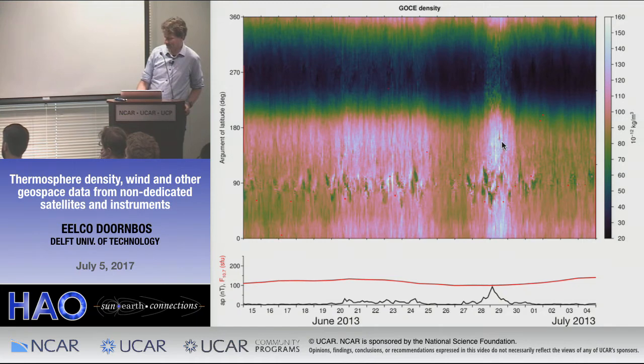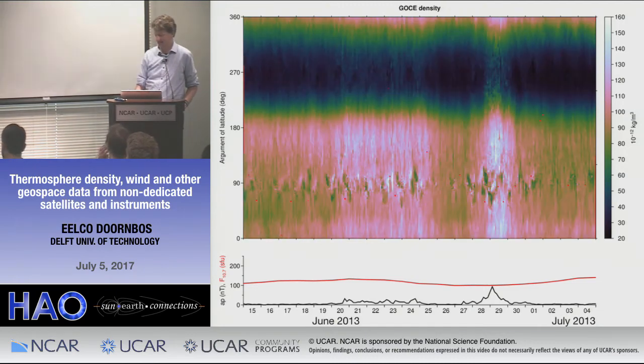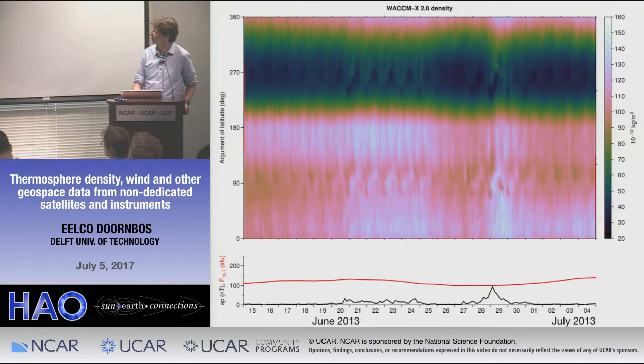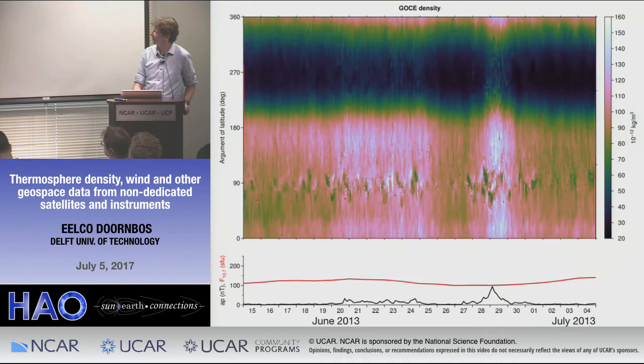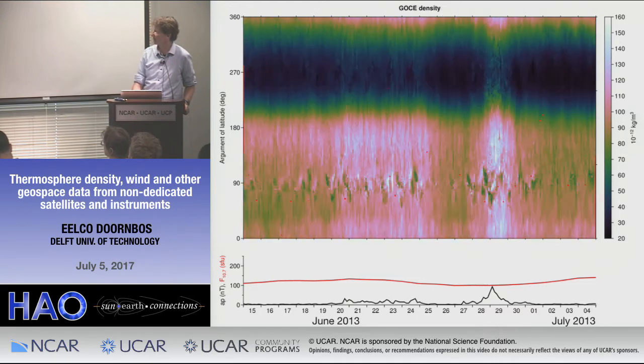And of course, you can now compare this to two models. So first, the empirical model, and you can see that it basically represents when the geomagnetic activity causes an increase in the density, but you do not see any detail. WACCM-X looks like this, and if you compare WACCM-X with the data, you can already see that there are features in the data that WACCM-X represents, but still the data contains many more features.